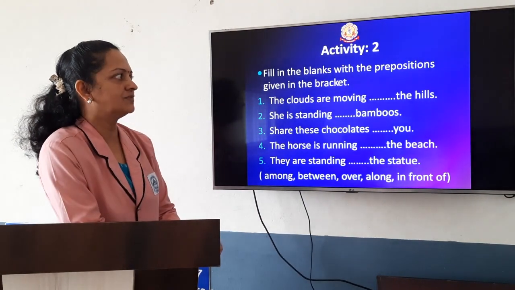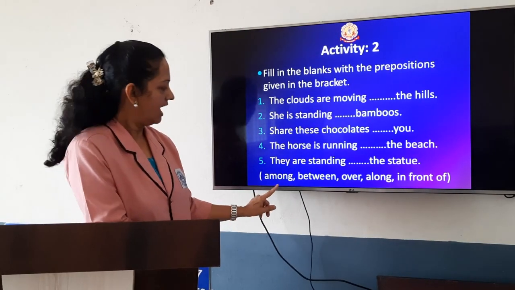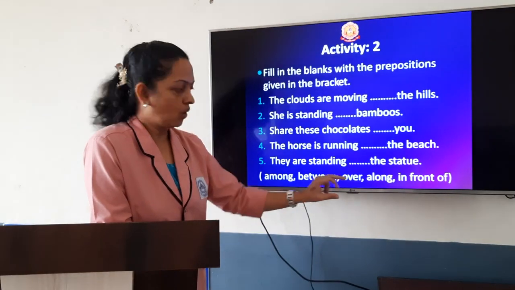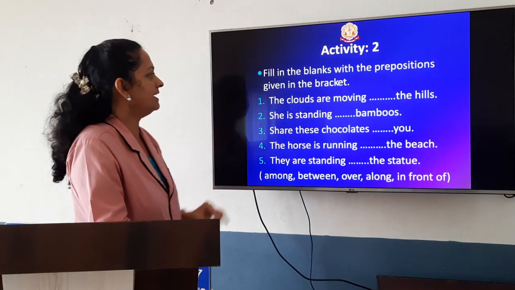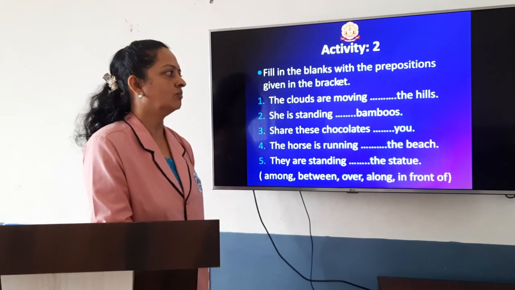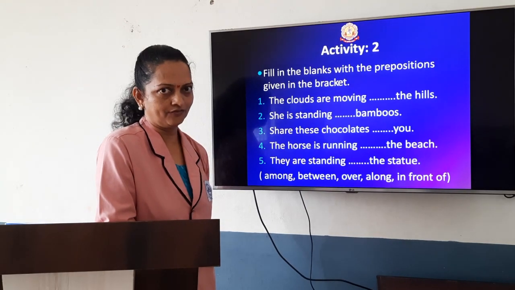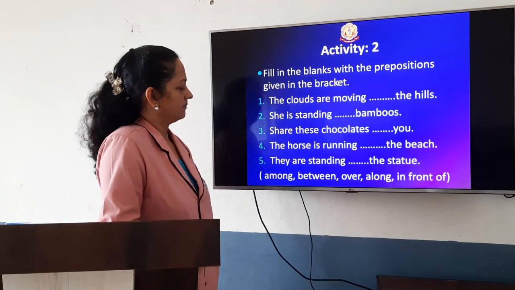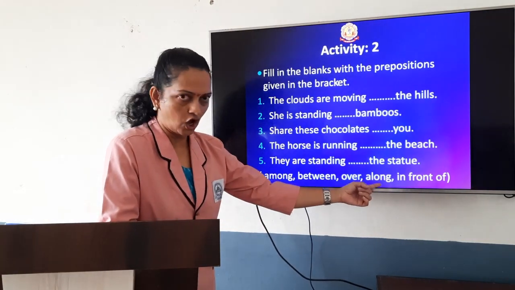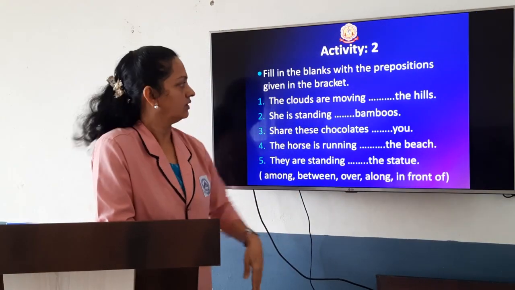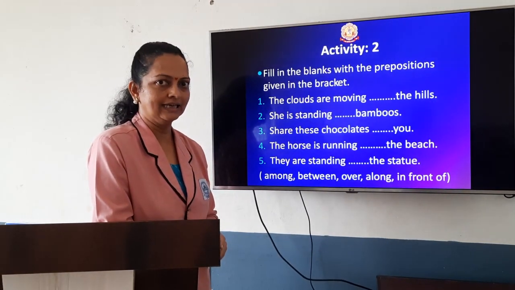Fill in the blanks with the prepositions given in the bracket. I have again given the prepositions over here. Among, between, over, along, in front of. So let's see. The clouds are moving dash the hills. Think of the answer. Among, between, over, along, in front of. The clouds are moving over the hills.